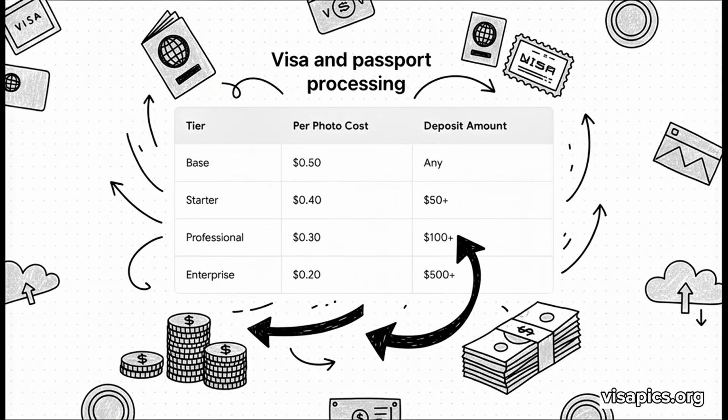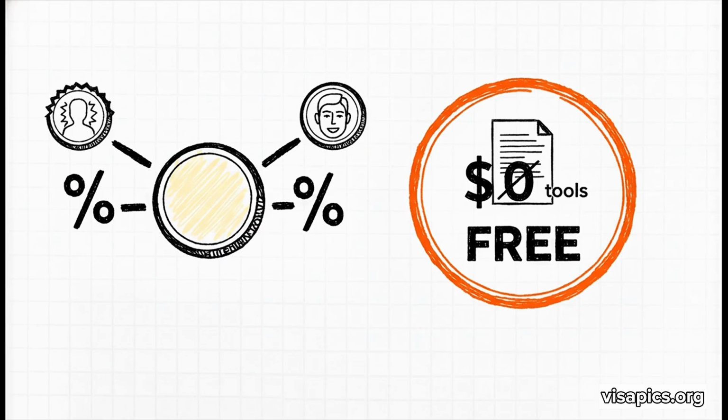Now, for that more advanced visa and passport stuff, the model rewards volume with automatic discounts. It's simple. You just add funds to your balance, and the more you deposit, the lower your per photo cost goes. It can drop all the way down to 20 cents for enterprise-level users. And those other utility endpoints we talked about, like background removal and face enhancement, they're priced as just a simple percentage of whatever your current photo rate is.